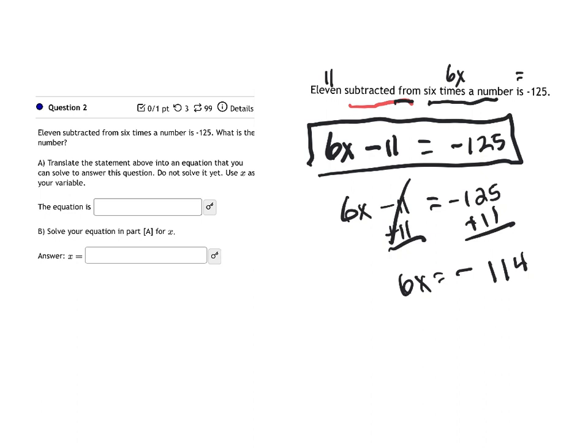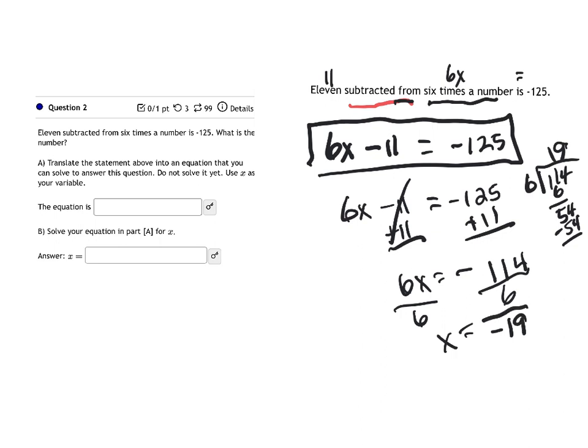And now we're going to divide both sides by 6. X equals negative divided by positive is negative. We're going to divide 6 into 114. It won't go 2 times because that's 12, so we'll just do 1. 11 minus 6 is 5. Bring down the 4. 6 will go into 54 9 times. And 9 times 6 is 54. Subtract that. So we have our answer of 19. Negative 19.